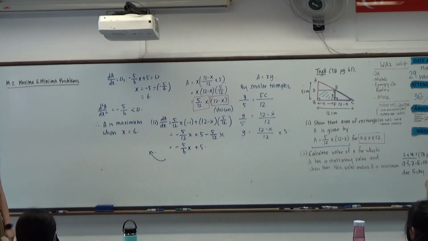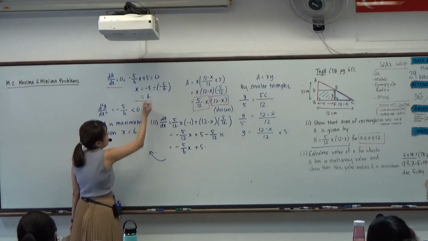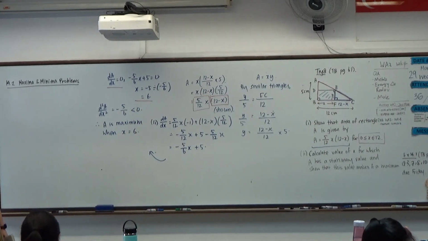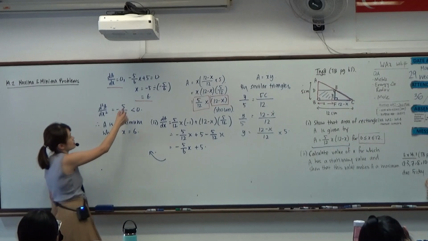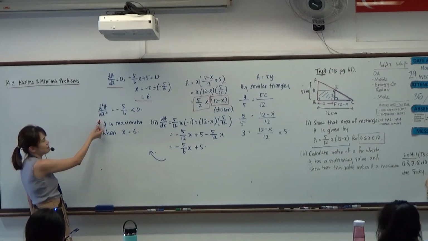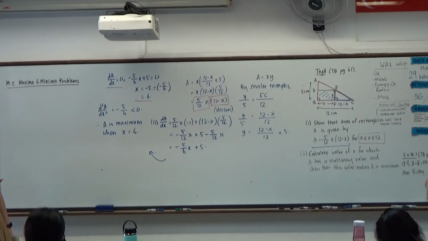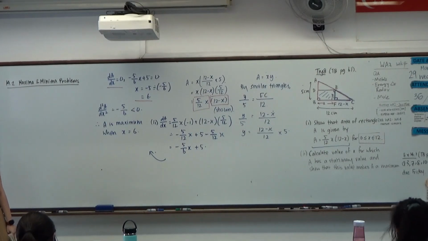Then because you're looking for the value of x such that A is a stationary value, that means dA over dx must be equal to 0. So x will give us 6. So when x equals 6, A is a stationary value. Then because the question asks to show that this x equals 6 gives a maximum, upon doing our second derivative test we get -5/6. That is less than 0, and therefore A is maximum when x equals 6. I need not find the maximum area itself.